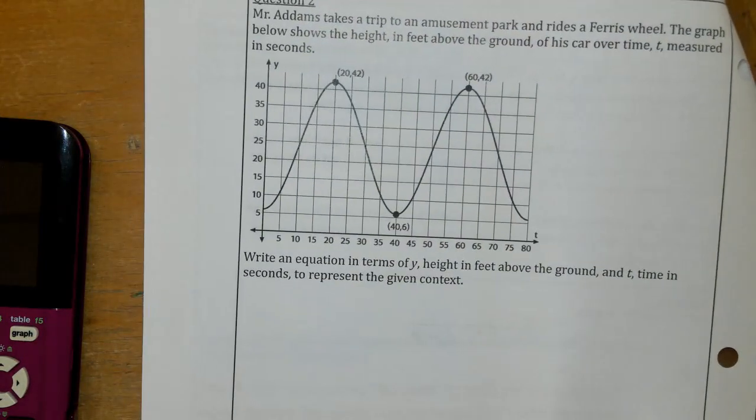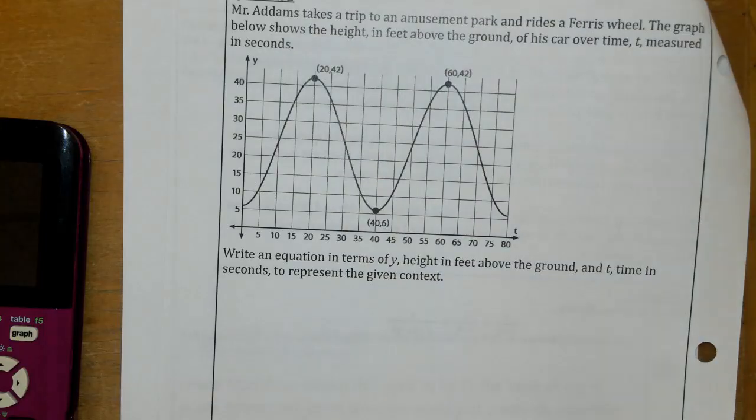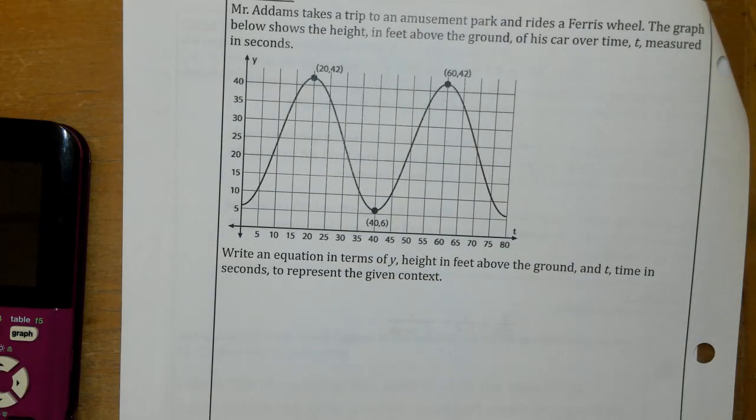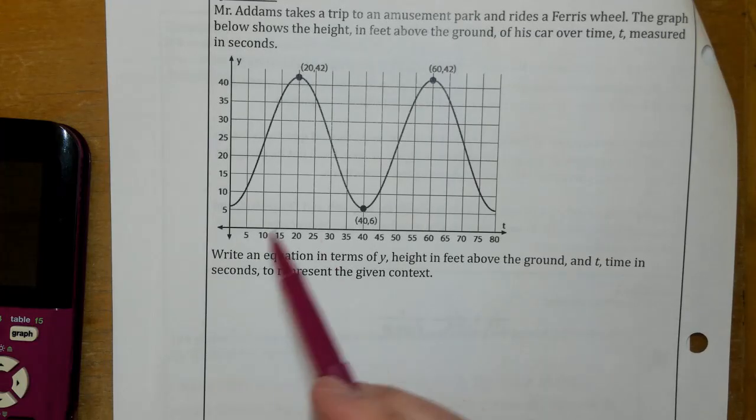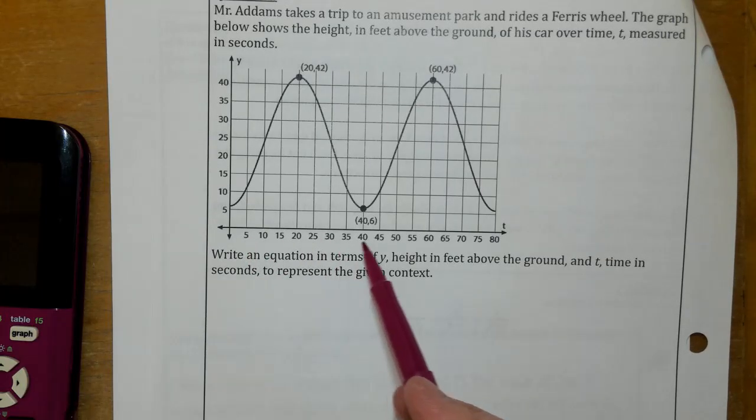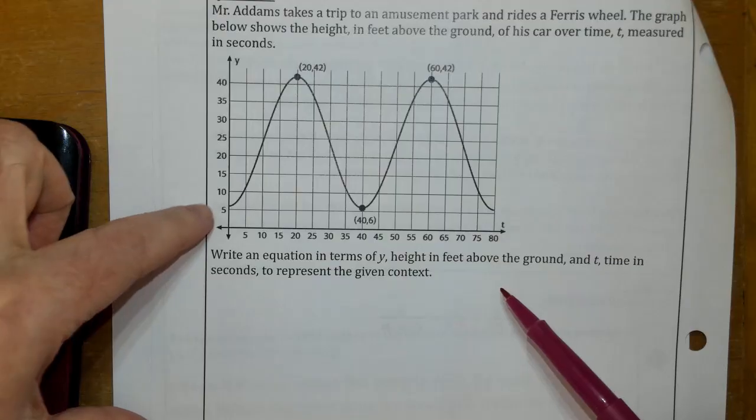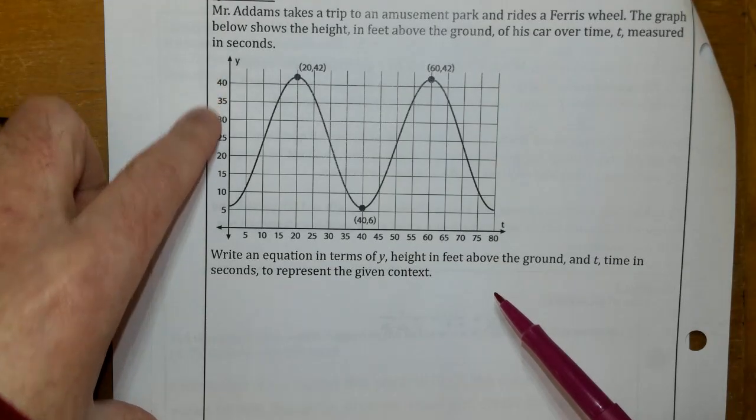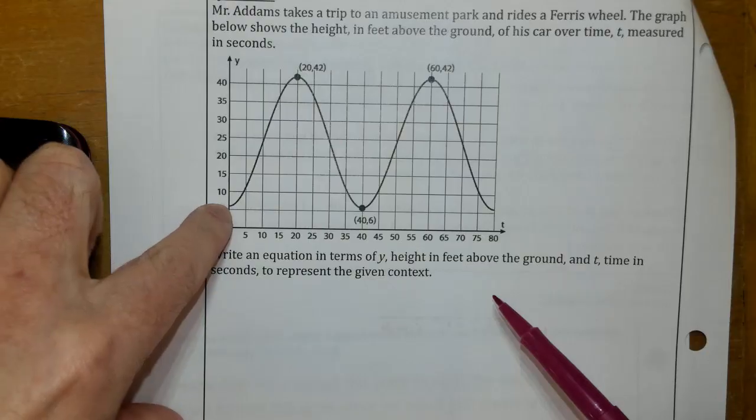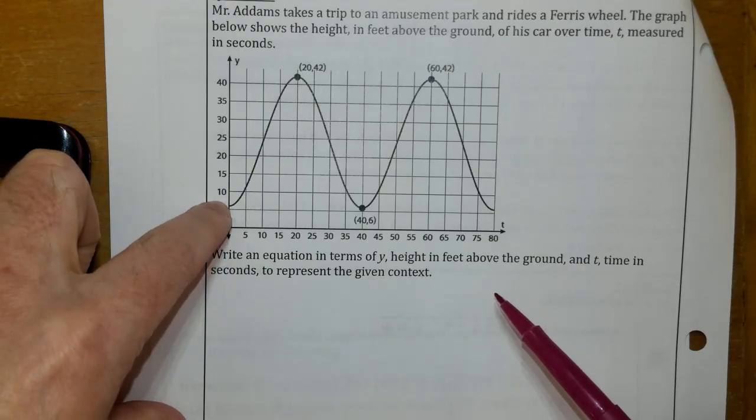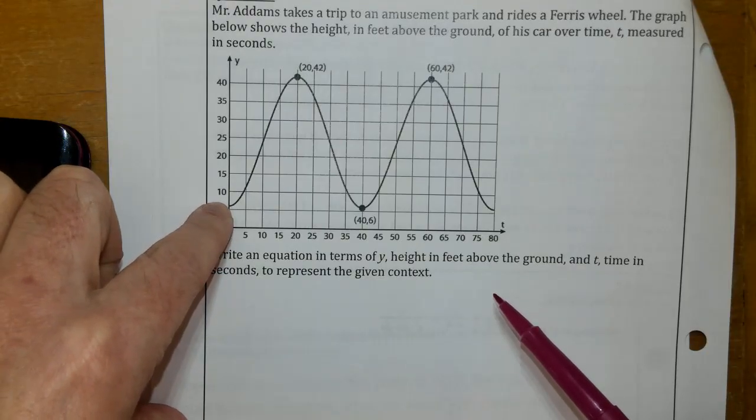Question 2. Mr. Adams takes a trip to an amusement park and rides a Ferris wheel. The graph below shows the height in feet above the ground of his car over time t, measured in seconds. Down here we have the number of seconds he's been riding for, and over here we have the height in feet above ground. It looks like he starts at the lowest point of the Ferris wheel, which would make sense because he's getting in the car.